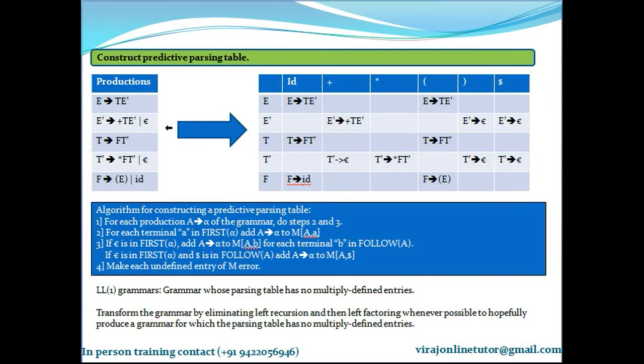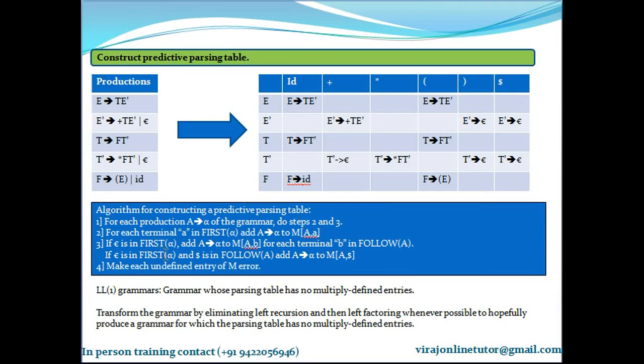Then let's see E dash on epsilon. So E dash on epsilon, what is first of epsilon? Epsilon. So at epsilon, we have a different rule to be followed.